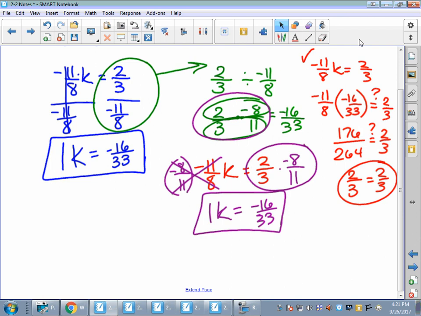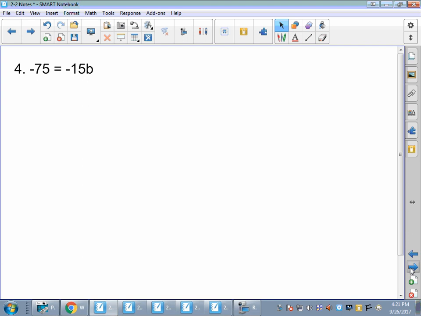Keep your answers in fraction form. It's a lot easier in Algebra 1 and the rest of your math if we keep our numbers as fractions in simplest form, not decimals. All right, a couple more here.